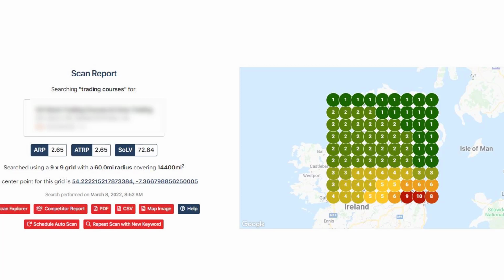Okay guys, this final one is for the super short tail keyword trading courses, and we're ranking here in Northern Ireland over 14,400 square miles. This brings in very nice traffic, makes very good money.